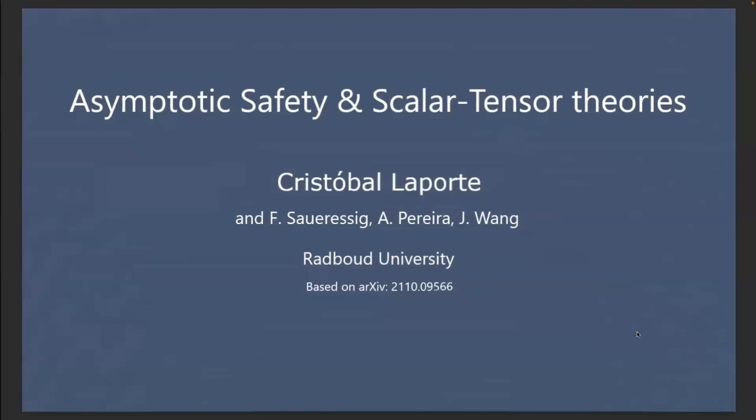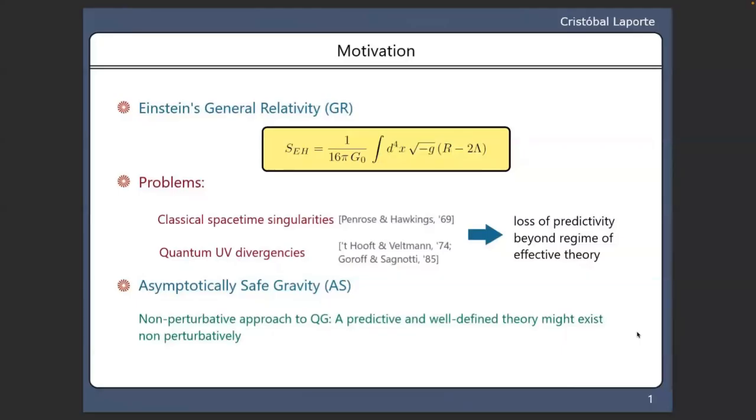So let me start with a brief motivation. Here's the Einstein-Hilbert action of general relativity, and we know the theory has some problems. For example, it shows at the classical level space-time singularities, while at the quantum level, we know that the theory is perturbatively non-normalizable. This tells us that GR can at most be regarded as an effective field theory, and we lose predictivity when we go beyond the regime of validity of this effective theory.